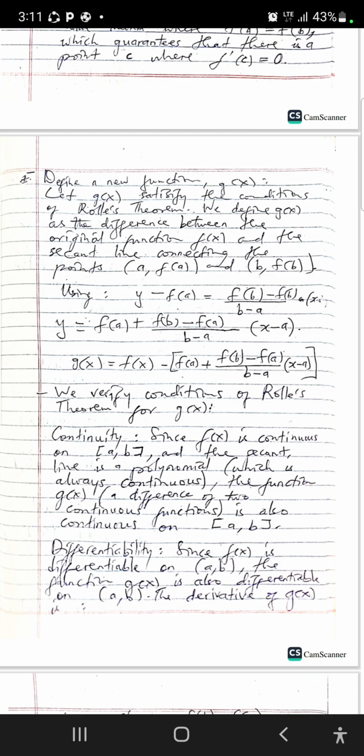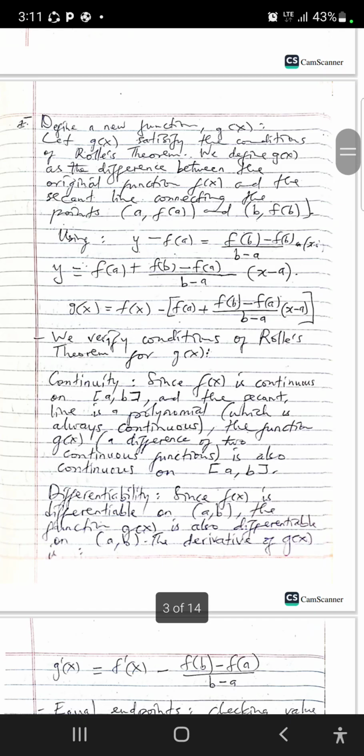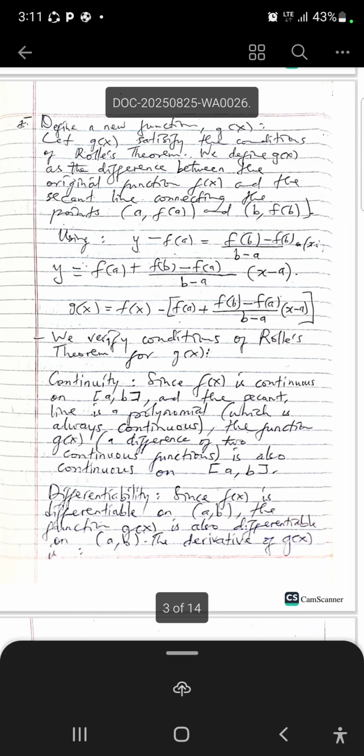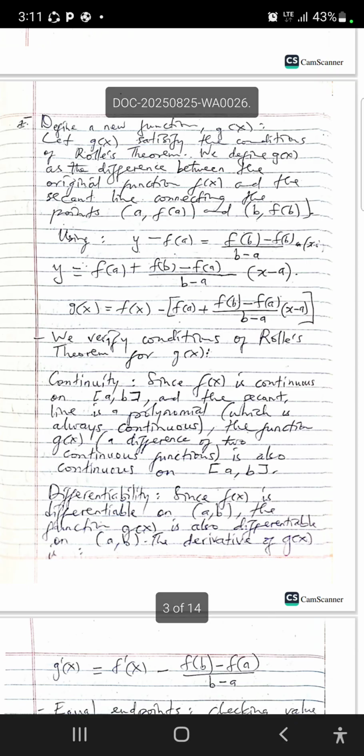So now we define g of x. I'm sure you're able to see what I'm reading. We define g of x as the difference between the original function f of x and the second line connecting the points. So that is the case.